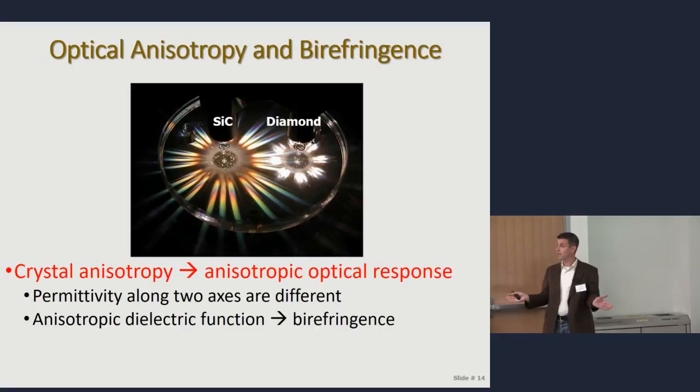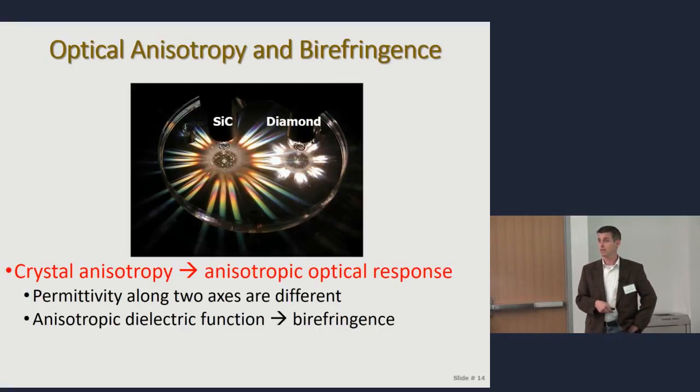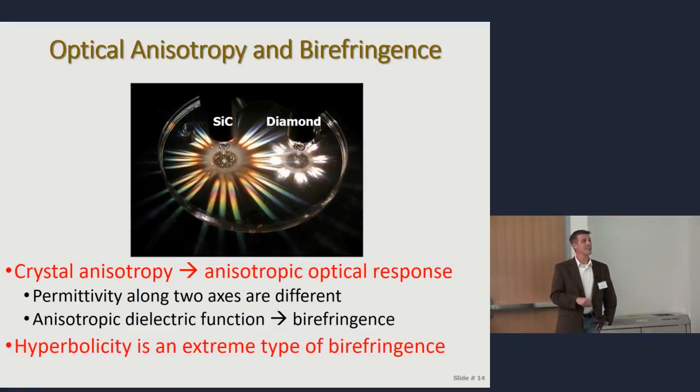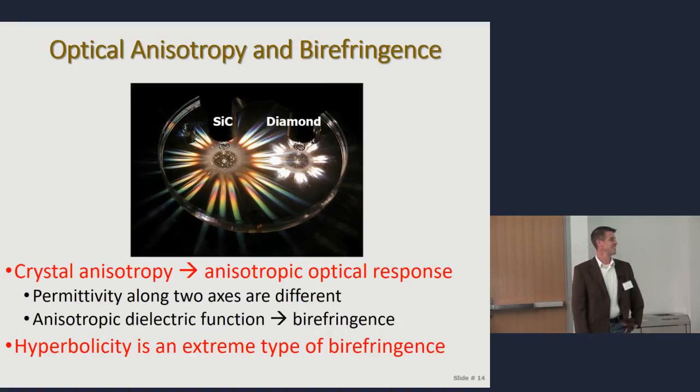They both refract the light, but because of the birefringence of silicon carbide, you actually get this prismatic effect, right? So forget everything else I'm telling you today. If you're buying a gemstone or a ring, get silicon carbide. It's a lot prettier. It's a lot cheaper. No politics. So at least I've taught you something today.